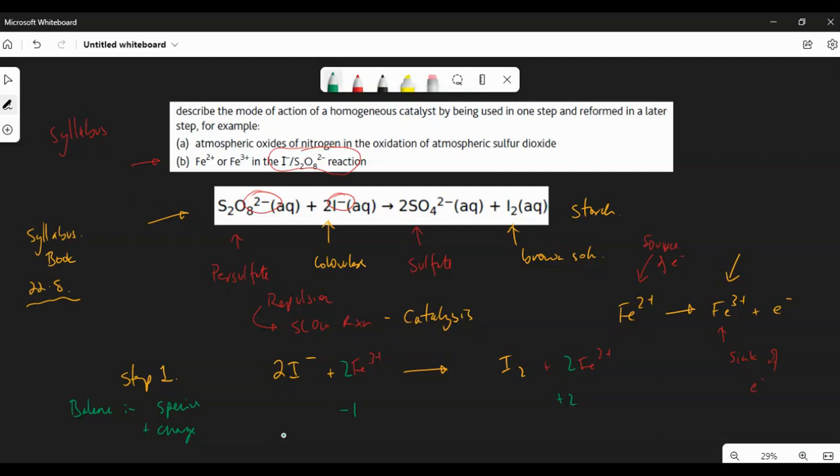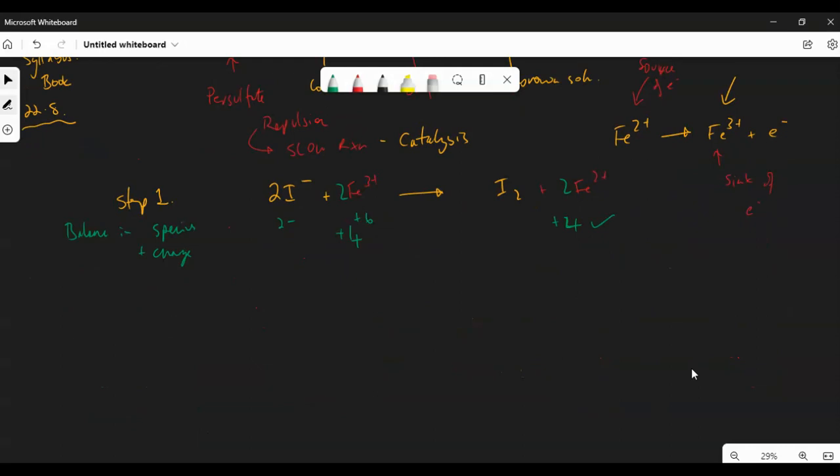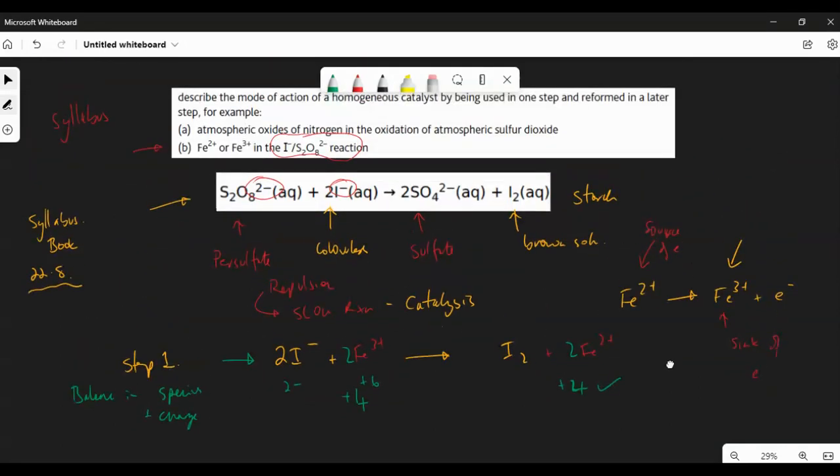Anyway, let's try this. Does this work? Now we've got 2 minus here, and 2 times 3 is +6. So overall, we've got +4 here. Here we've got 2 times 2, which is +4 as well. So that's the reaction with the iodide and the Fe3 plus. So this is step one. It's beautiful.